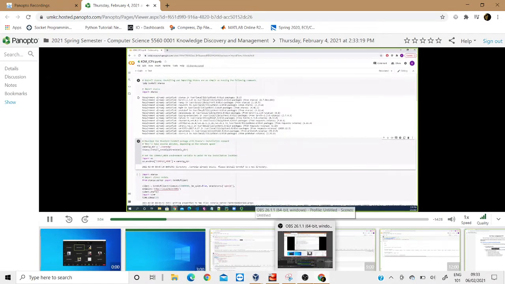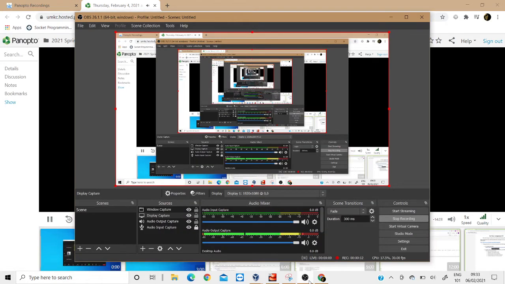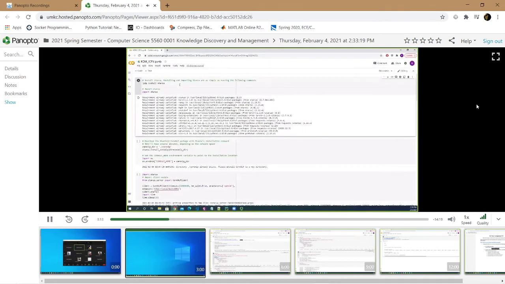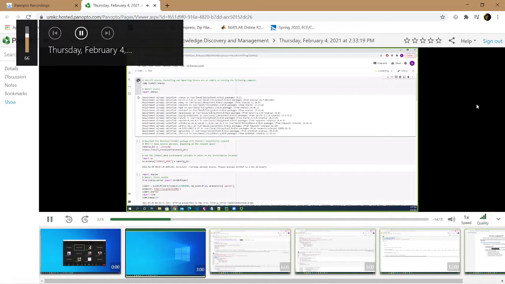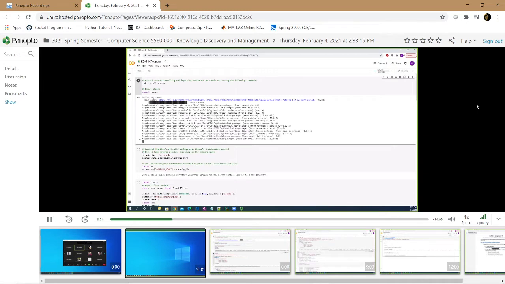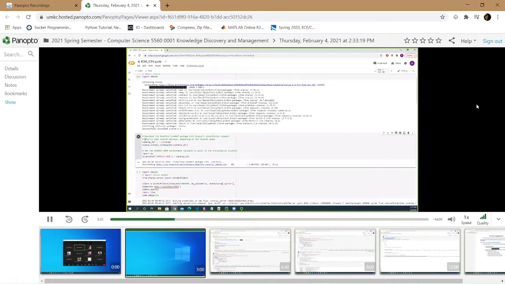Okay, so first couple of lines are pretty much the same. We are just installing Stanza because that's what we're going to use to install the CoreNLP API. So it's just a simple import. Once that's done, now using Stanza, we can install the CoreNLP. We're going to save it in a certain location.